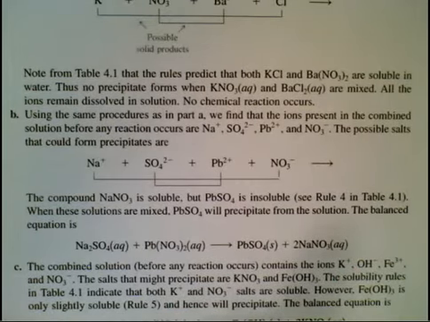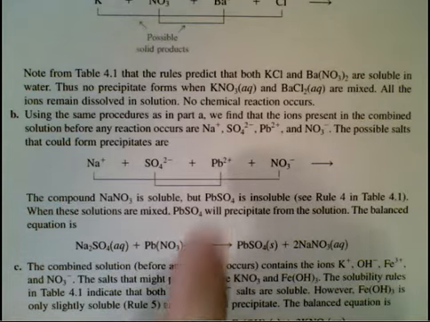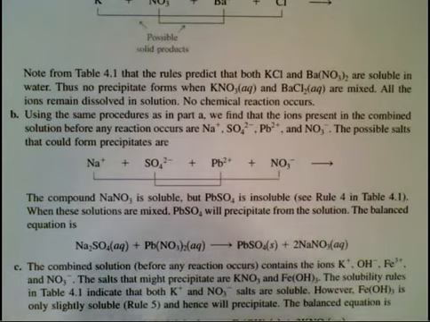Using the same procedures as in part A, we find that the ions present in the combined solution before any reaction occurs are Na+, SO4 2-, Pb2+, and NO3-. The possible salts, meaning the ionic compounds that could form precipitates, we don't know if they will, could be sodium nitrate and lead sulfate. The compound sodium nitrate is soluble according to the solubility rules in table 4.1, but lead sulfate is insoluble.